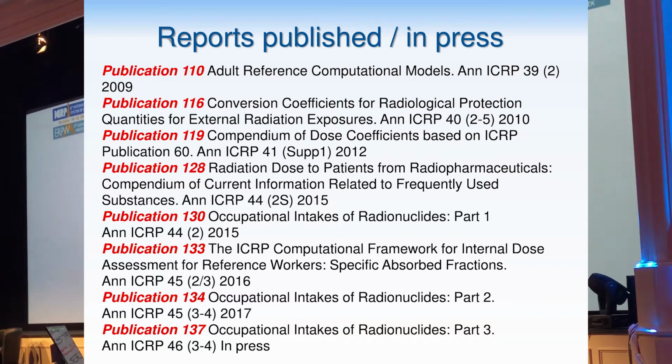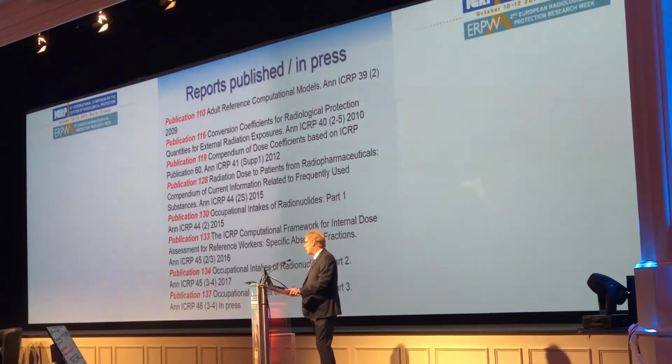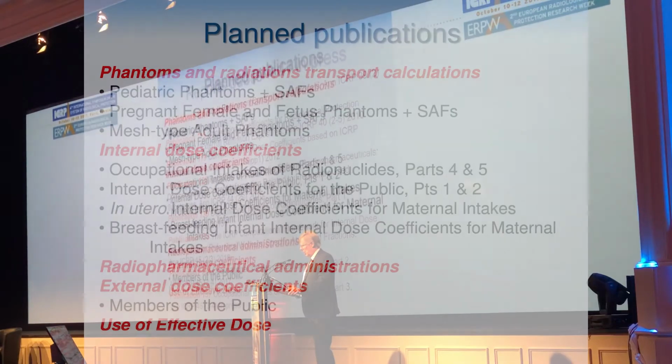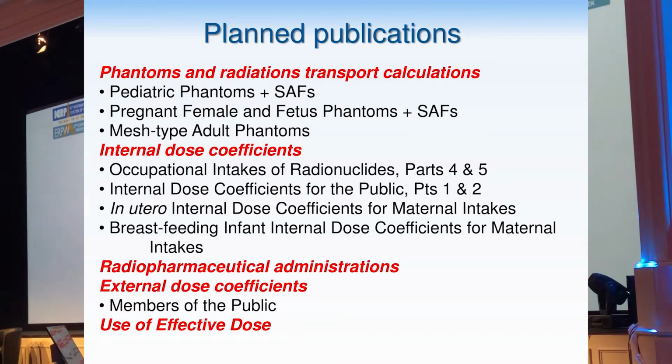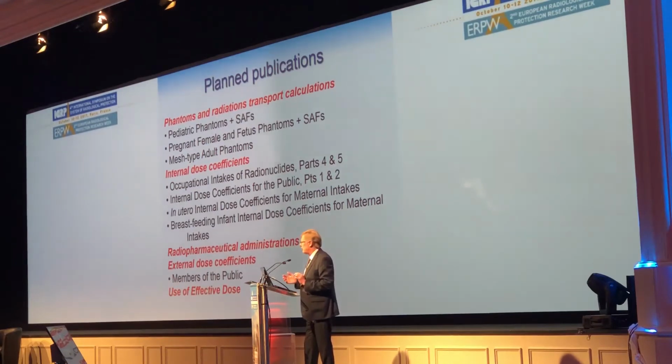Now this just lists a number of recent reports produced by the committee, essentially all work in the development and publication of dose coefficients based on Publication 103 methodology, that's the 2007 recommendations, other than Publications 119 and 128, which are compilations of dose coefficients based on Publication 60 methodology. And one thing to say about this is, as well as the ICRP publications, a substantial proportion of this work, or the basis for the work, is also published by members of the committee and the task groups in the open literature.